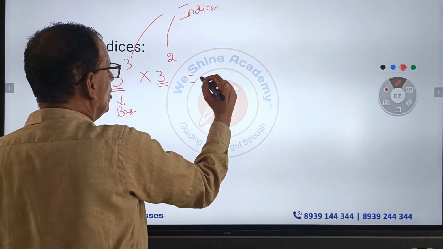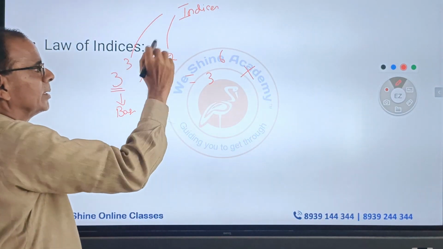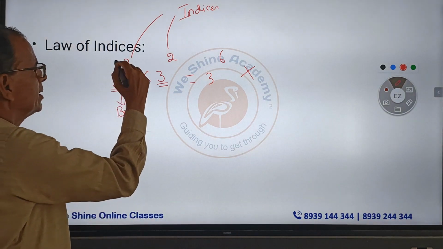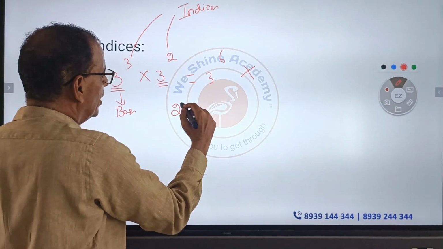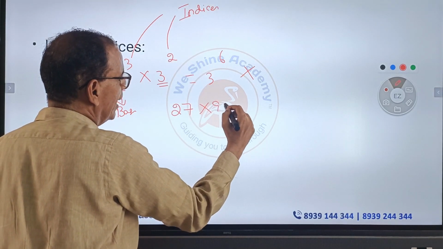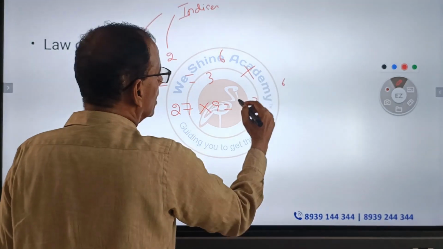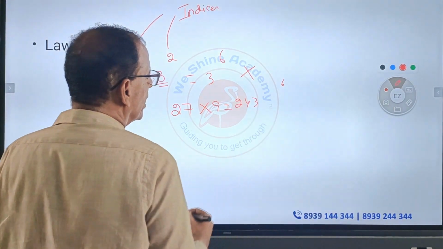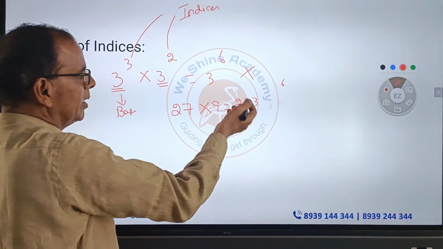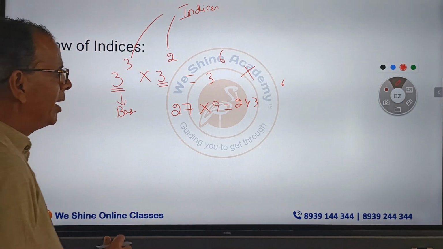If you say the value is 3 to the power 6, this is wrong. You cannot multiply 3 into 2 and say 6. That is wrong. Why? What is the value of 3 cube? 27. What is the value of 3 square? 9. How much value comes? 243. If you put 3 to the power 6, the value will not be 243, it will be more. That is what the rule says.